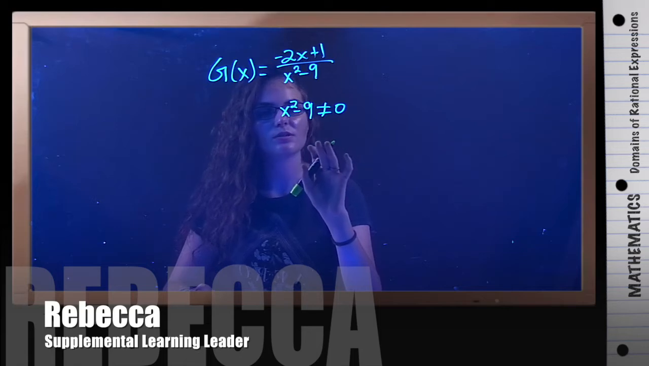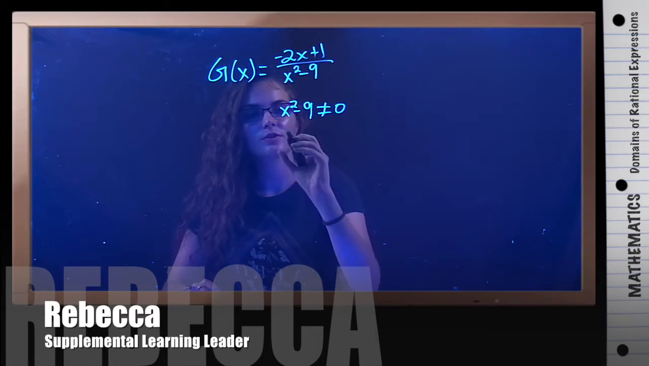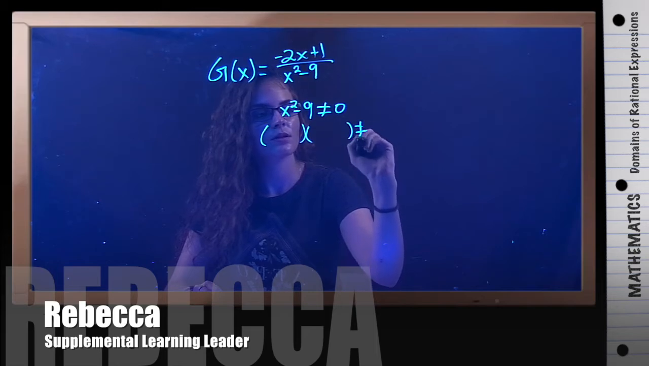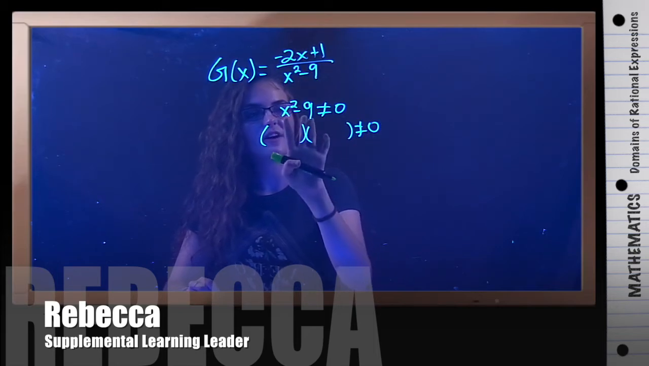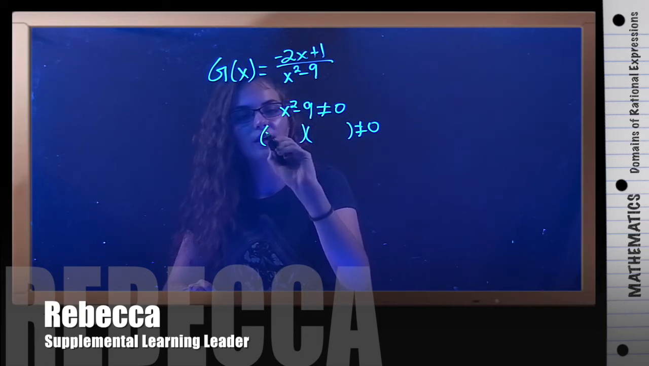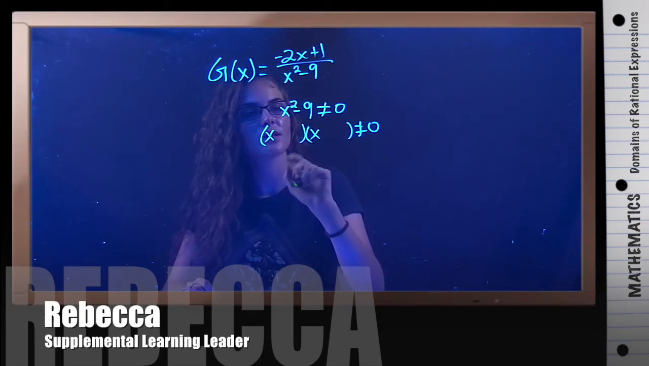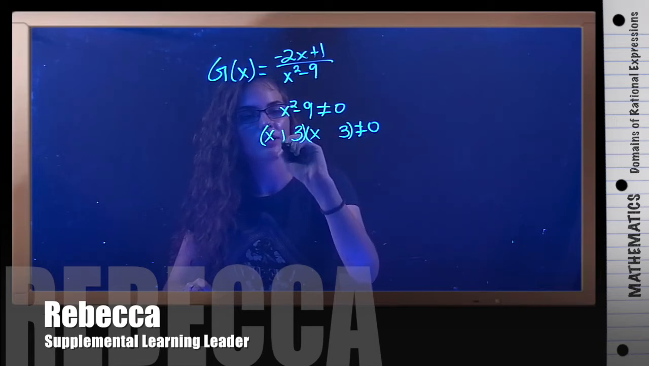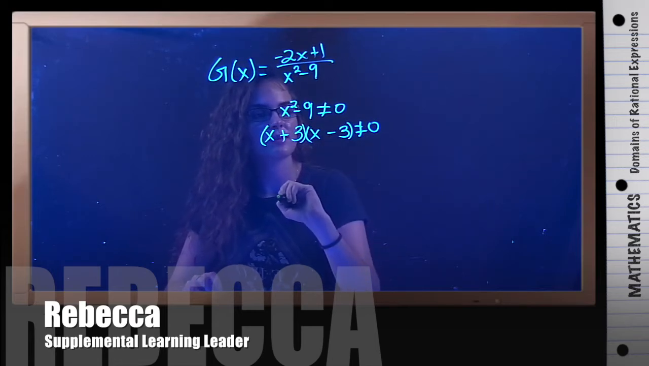We can do this a couple of different ways. We can either solve by factoring or solve using the square root method. First, I'm going to solve by factoring. If we solve by factoring, we can see that this is the difference of squares, and the square root of x squared is just x. The square root of 9 is 3. We need to make one of them plus and one of them minus.